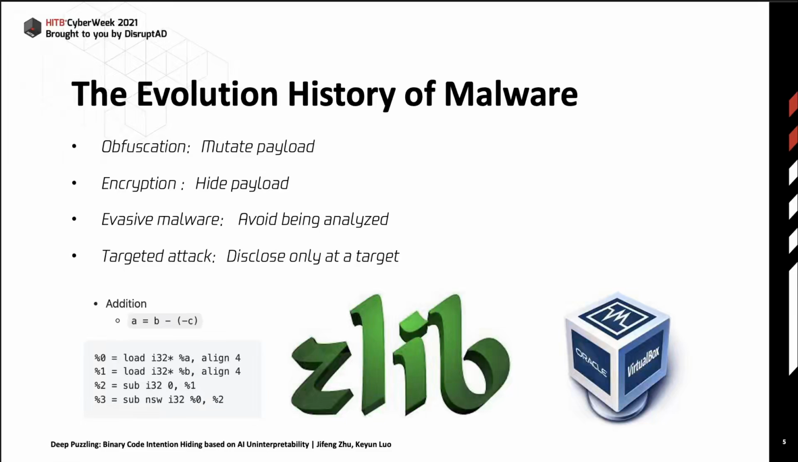The third generation is evasive malware. It tries to avoid being analyzed with sandbox anti-detection. And the fourth generation is the targeted attack. It tries to disclose only at a target. It can be seen from these trends that attacks are becoming more refined and more purposeful. There are more and more judgments and constraints on the environment. This phenomenon cannot help but cause us to think about intent hiding.